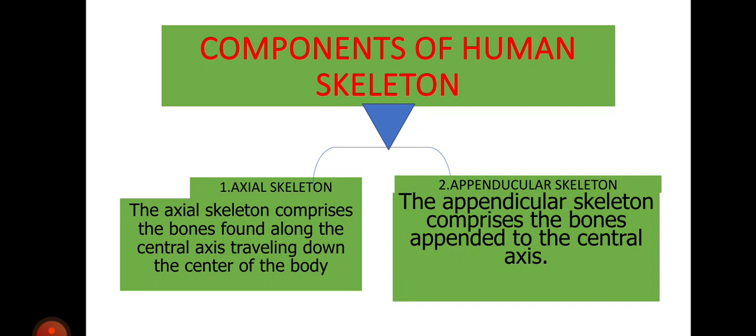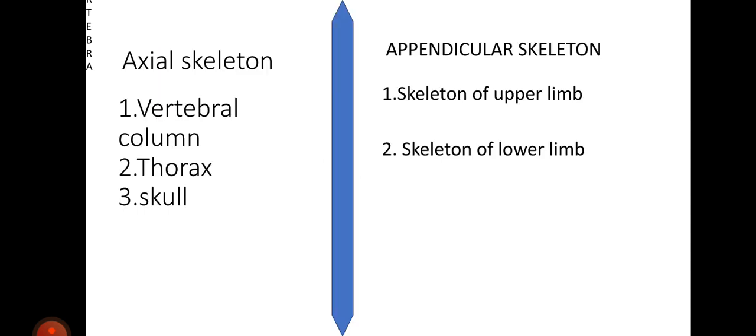We classify the human skeleton into two divisions: axial skeleton and appendicular skeleton. The axial skeleton comprises the bones found along the central axis traveling down the center of the body, whereas the appendicular skeleton comprises the bones appended to the central axis. In the next slide you will see that the axial skeleton consists of the vertebral column, thorax and skull, whereas the appendicular skeleton consists of the skeleton of the upper limb and the skeleton of the lower limb.